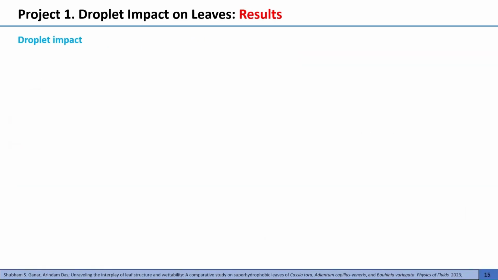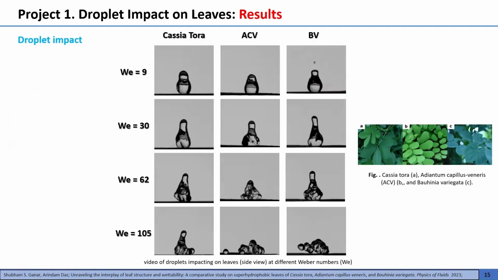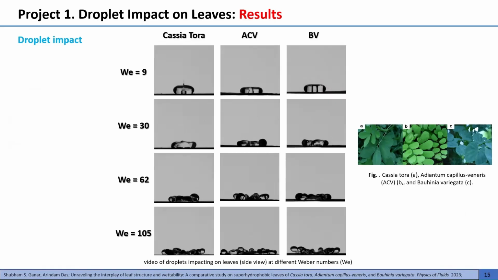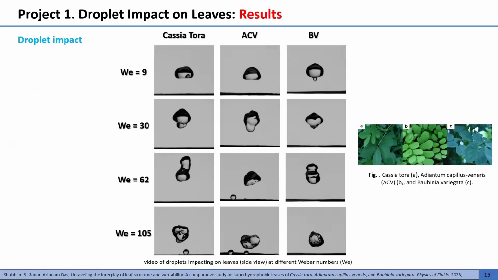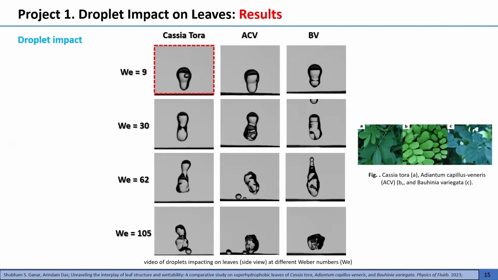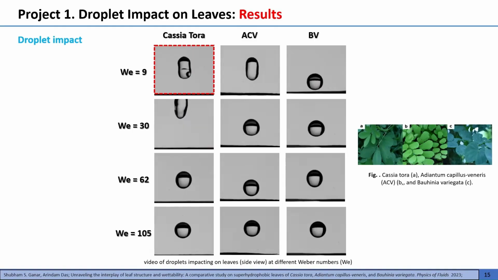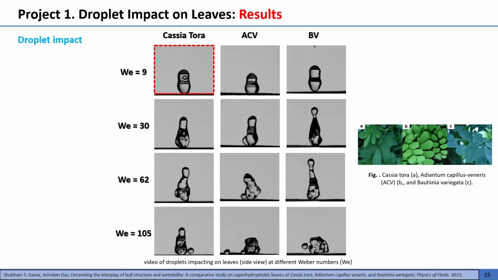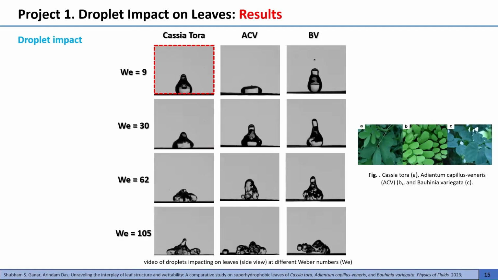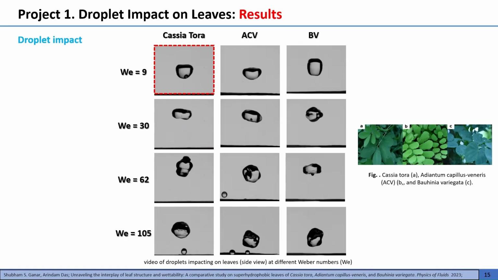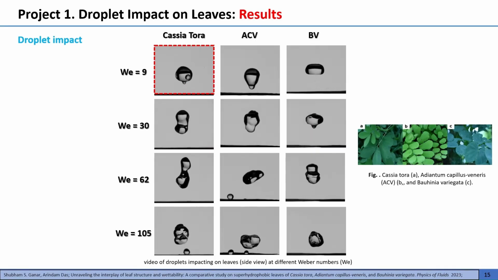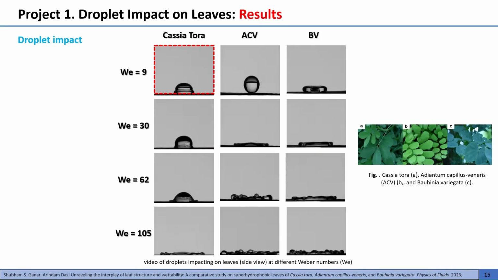Followed by this, you can see the droplet impact of water on these leaves at different Weber numbers. For the low Weber number, that is Weber number 9, you can see the entrapment of a small air bubble in the Cassiodora. This happens because the receding speed of the water at the bottom is less compared to the receding speed at the top layer of the droplet. It is only seen in Cassiodora at the lower Weber number. The reason behind this is again the sparsely spaced nano features.